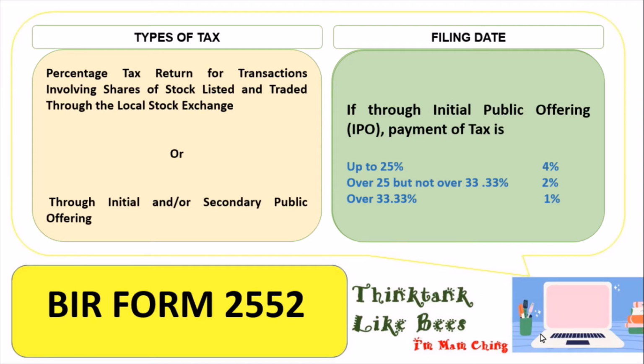If through initial public offering or IPO, payment of tax is as follows: if they will buy up to 25% share of stocks, then they need to pay 4%. If over 25% but not over 33 and 1/3%, then they will need to pay 2% tax. If it is over 33.33%, then they will pay at least 1%.